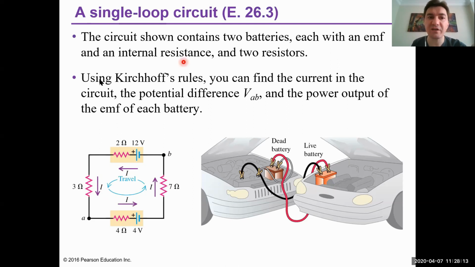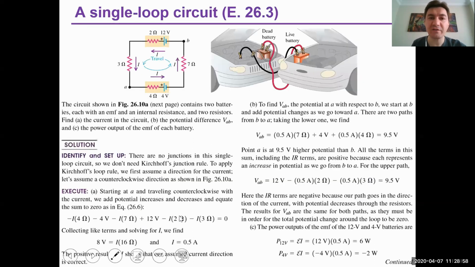So what is the question here? Using Kirchhoff's rules, we can find the current in the circuit. What is the current in the circuit? And the potential difference between A and B points. You can also calculate the potential difference between other points, if you say C, if you say D here, then you can also calculate VCD and the power output of the EMF of each battery. So what is the power output of that EMF? What is the power output of that EMF? You can calculate all these things by using Kirchhoff's rules. Otherwise, it is not so easy to do that.